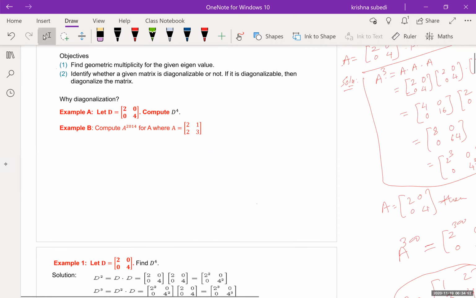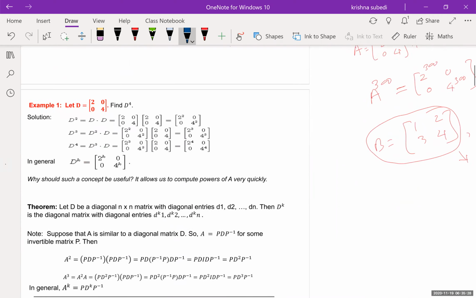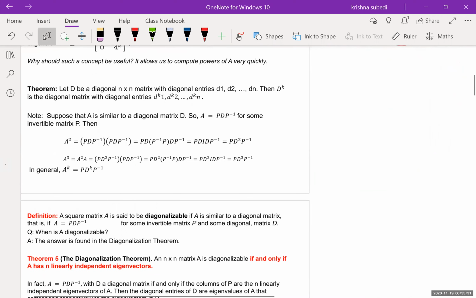All right. So here, example B, A is [2, 1; 2, 3]. This is not a diagonal matrix. And if you want to calculate A raised to power 2014, until now, what you need to do is multiply this matrix 2014 times. That's too much. But in today's class, we will learn a technique for how we can diagonalize the given matrix so that we can find it easily without any difficulty. Now the question is, how can we do that? What is the process?